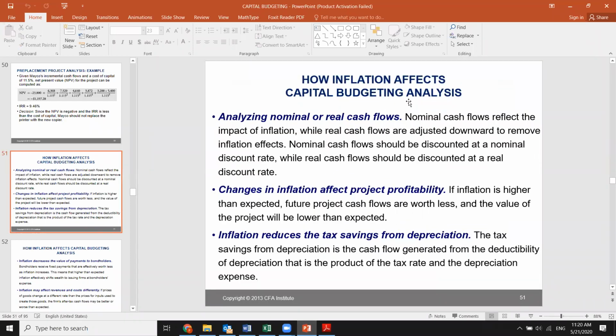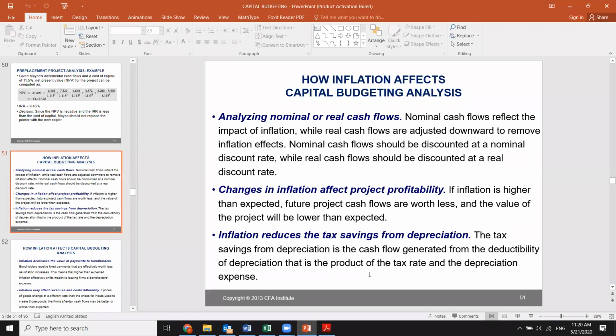So actually, when you do the capital budgeting analysis, there is a thing that really affects it, and that thing is inflation. There are some terminologies called nominal and real cash flows. The nominal cash flows basically reflect the impact of inflation, so they include the inflation effect.